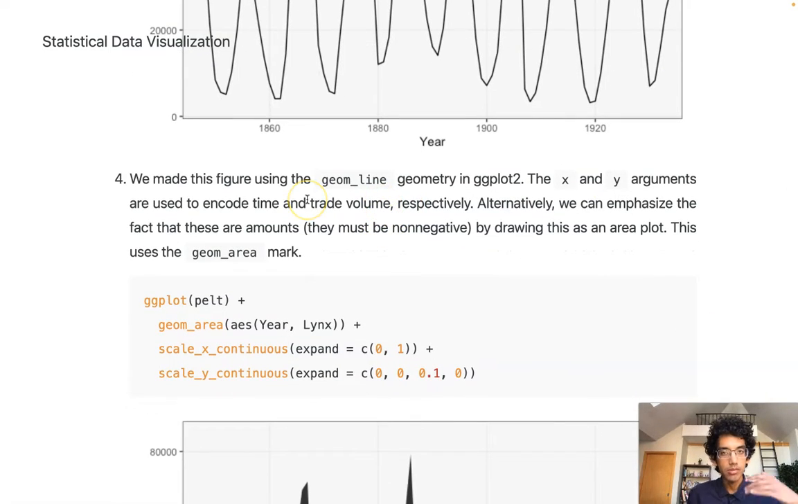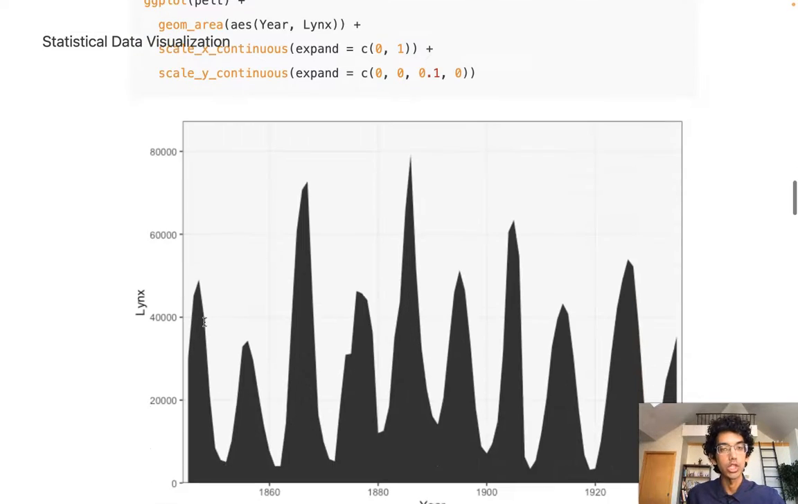Now if you wanted to really highlight volume, like the trade volume, it might make sense to use an area plot instead. These numbers all have to be larger than 0. So instead of just thinking about it as a line changing over time, it might be useful to think about the overall amounts. And in that case, you can use a geom_area.